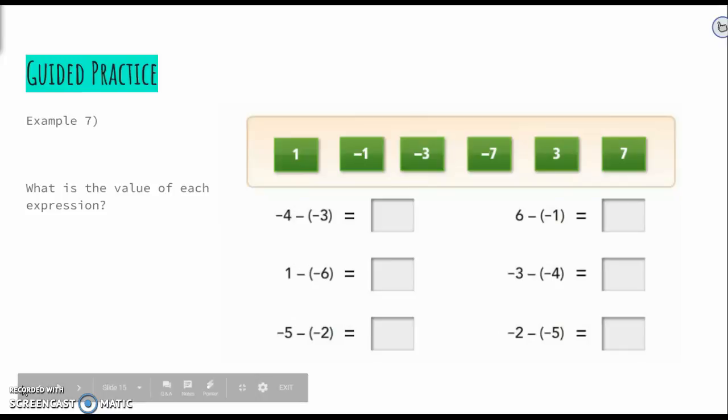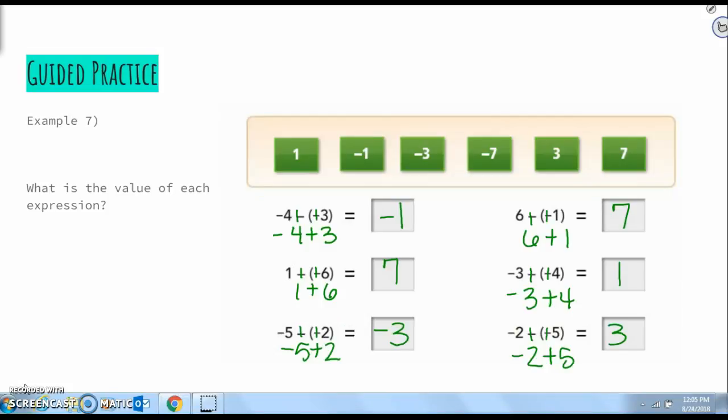Find the value of each expression for this example. Check your solutions to make sure they match mine. Remember, when subtracting integers, we change the subtraction sign to addition, and we switch the sign of the second number. So we add the opposite sign.